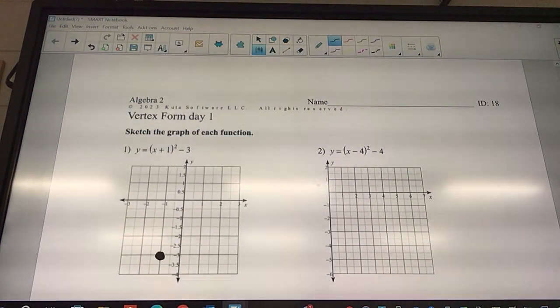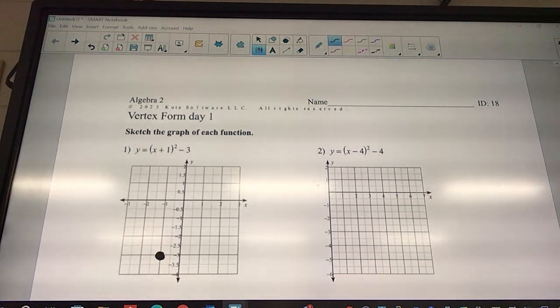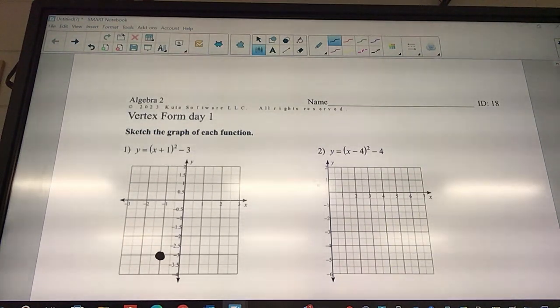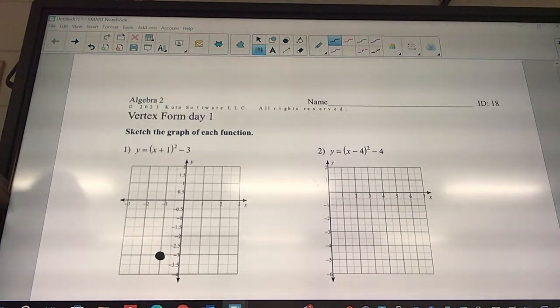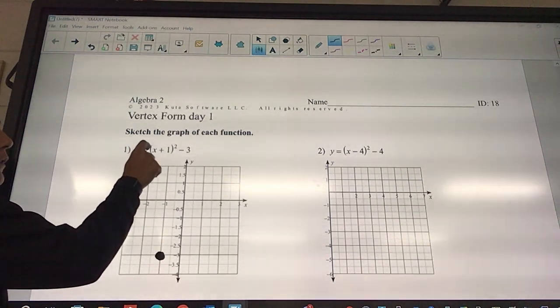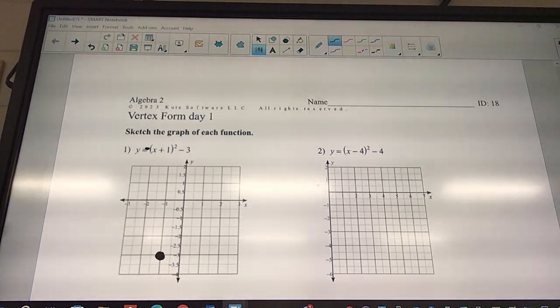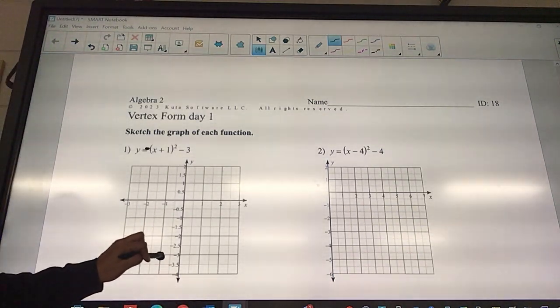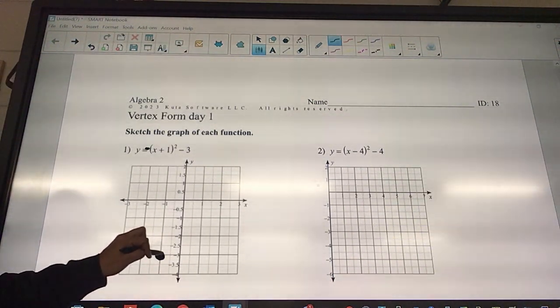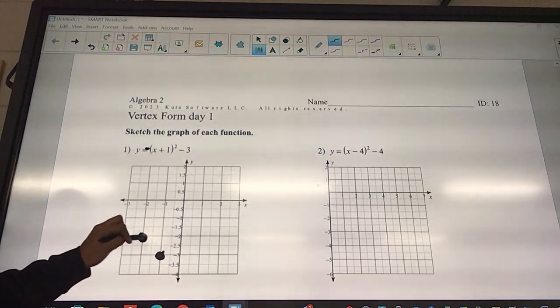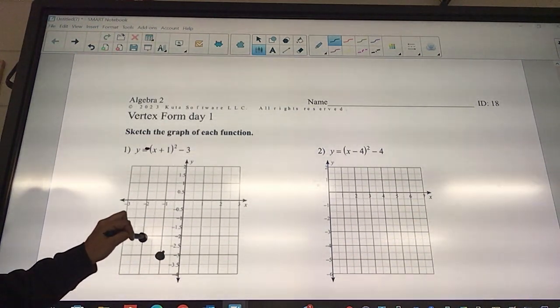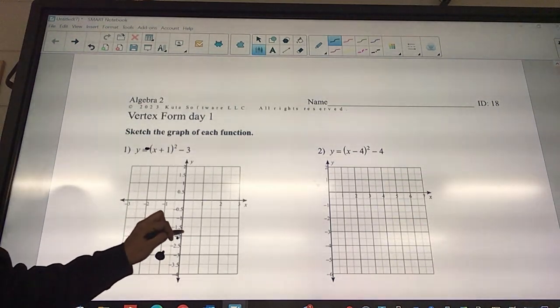Then you need to start to ask yourself, before you make any other dots, does this graph open upwards or downwards? How do we know that it opens upwards? There would be a negative right here, between the equal sign and the parenthesis. Because there's no negative, that means it opens upwards. So from this dot, we're going to go up 1 and over 1 and put a dot. You have to do that same thing on the other side. You're going to go up 1 and over 1 and put your dot.